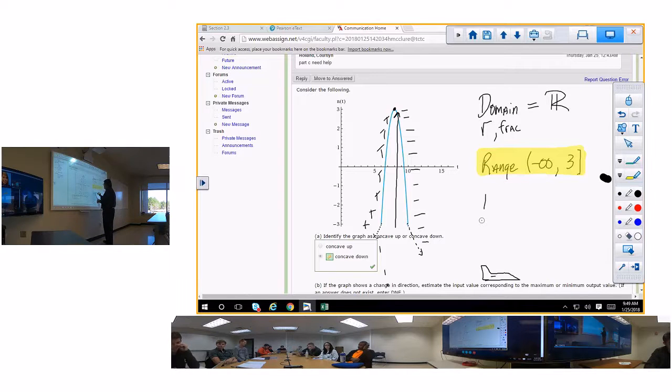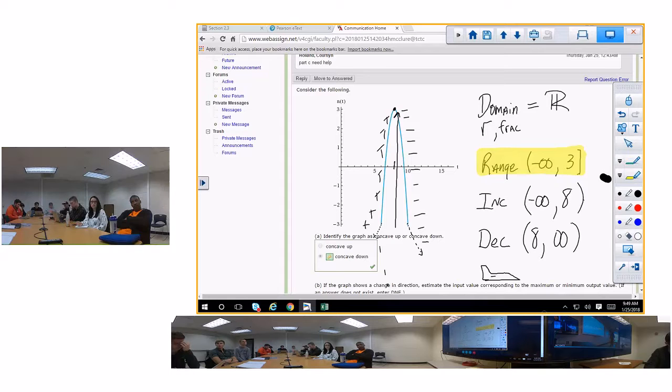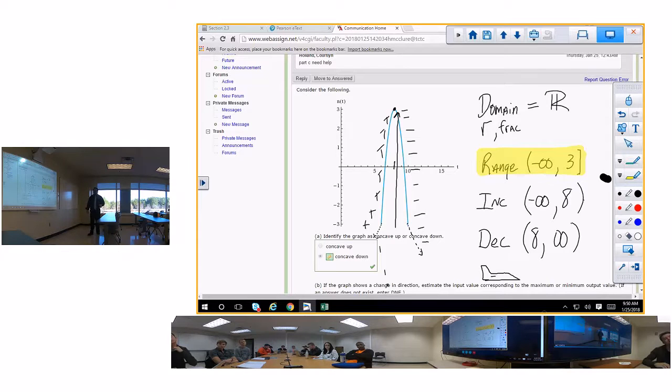So increasing from negative infinity, because we read from left to right, to what? What is the number on this? Like what? 5, 6, 7, 8, maybe 8. Now remember Michael Jordan, he's either going up or down, so that means he gets a parenthesis on 8 when you're talking about increasing and decreasing values. Decreasing from 8 to what? Infinity. And it's opening downward, so that means concave down. Concave is a 25-cent word for opening.